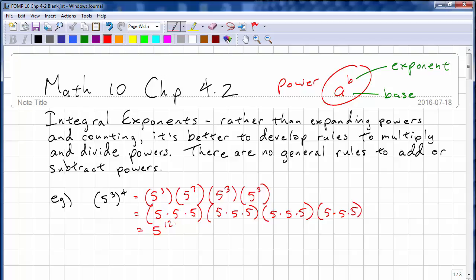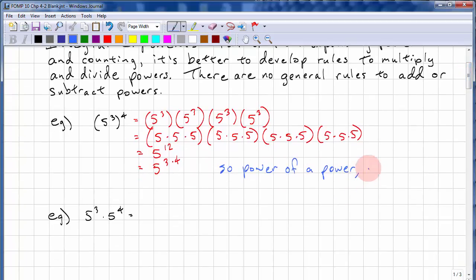However, what's the rule? This is 3 times 4 using our original numbers. Okay? So, power of a power, we multiply the exponents.